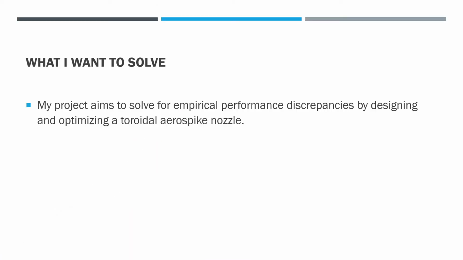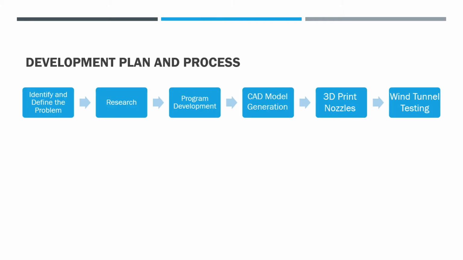My name is Afro Panda, and my project aims to solve for empirical performance discrepancies by designing and optimizing a toroidal aerospike nozzle. I used a systematic approach to develop my design, which allows me to keep track of the engineering design process and achieve my goal. The end result should be a performance-optimized nozzle with an ideal truncation and an ideal contour.